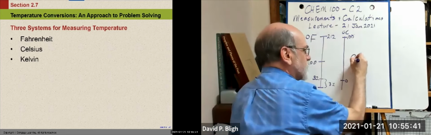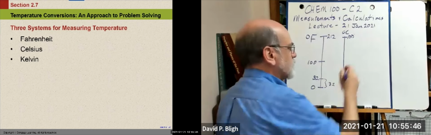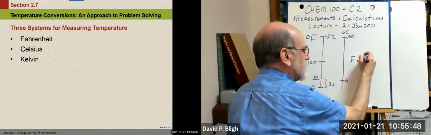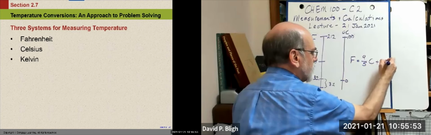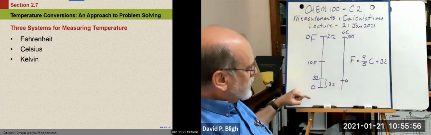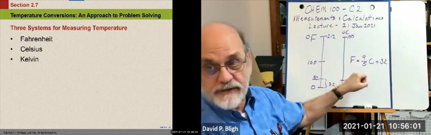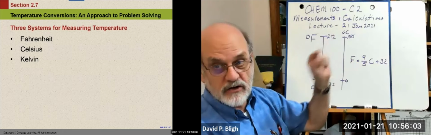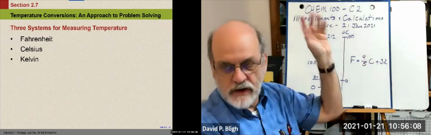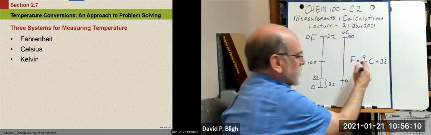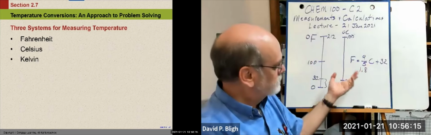So what you end up with is degrees Fahrenheit equals 9/5 degrees centigrade plus 32. So the plus 32 brings the Fahrenheit up to this zero level, and then the 9/5 adjusts for the size of the measure. Okay. I memorized it this way years ago. Your book might say this is 1.8. Same thing. 9/5 is 1.8.